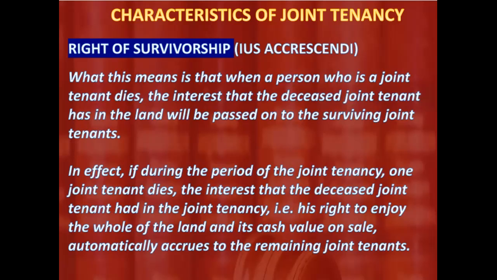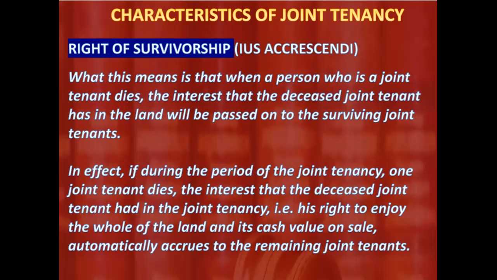So what it means is that if property is owned by joint tenants and they are five in number, when one joint tenant dies, there is no need for a formal conveyance or any written document to reflect the new owners. This is because the moment one person dies, automatically his interest accrues to the remaining joint tenants.